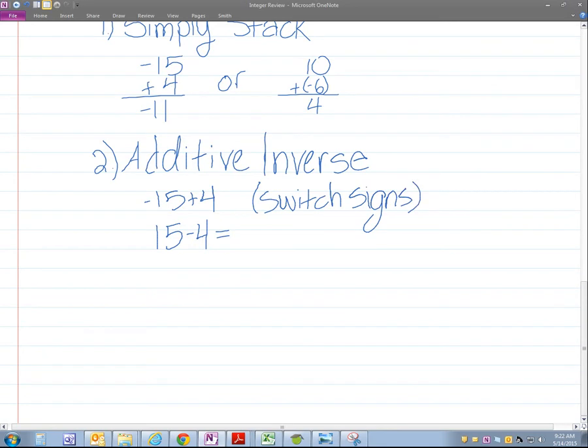Switch signs. See how my negative 15 became 15? See how my plus 4 became minus 4? So what does that mean when I get my 11? I have to switch that one as well when I'm done. So negative 15 plus 4 is equal to negative 11.